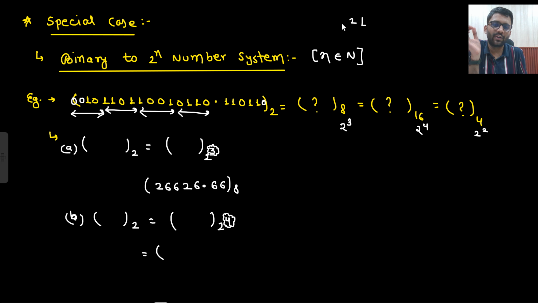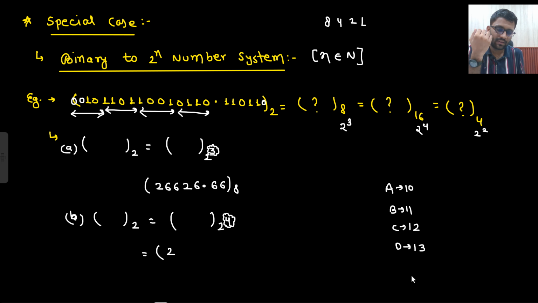So in group of 4, 1, 2, 4, 8. So what this number will be? 2. What this number will be? 1, 0, 1, 1. So 8, 4, 12, 13. 13 means A is 10, B is 11, C is 12, D is 13, E is 14, and F is 15. So 13 means D. 1, 1, 0, 1. 8, 4, 12. Yeah. 1, 0, 0, 1. So 8, 1, 9.